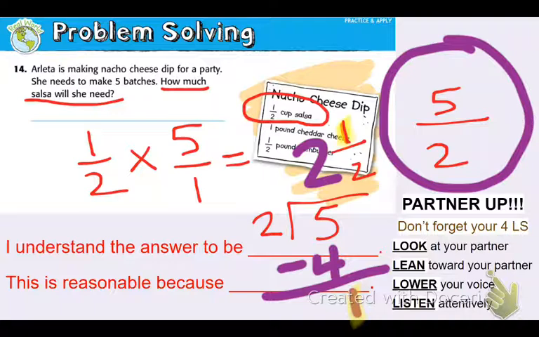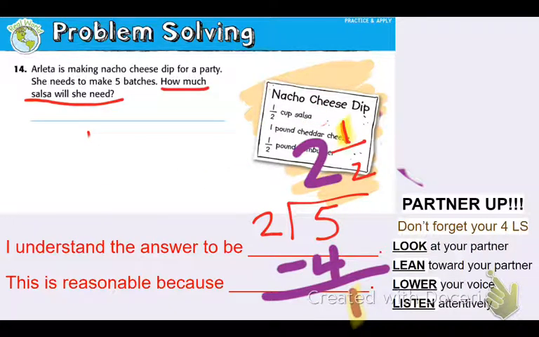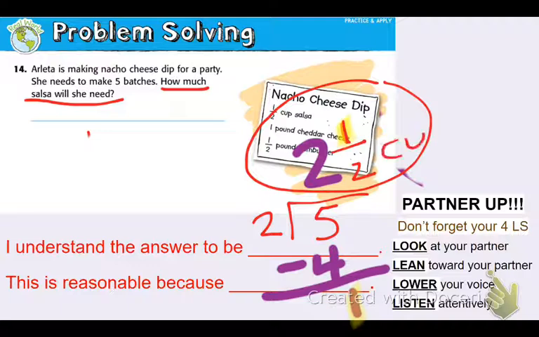So let's go back to the original question. That question mark means I have to have an answer. And it says, how much salsa will she need to make her dip? Well, she's going to need 2 1/2 cups, I want to label, right? 2 1/2 cups of salsa to make her dip. It makes sense.